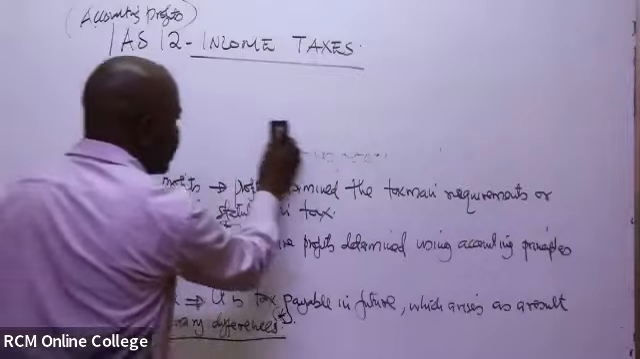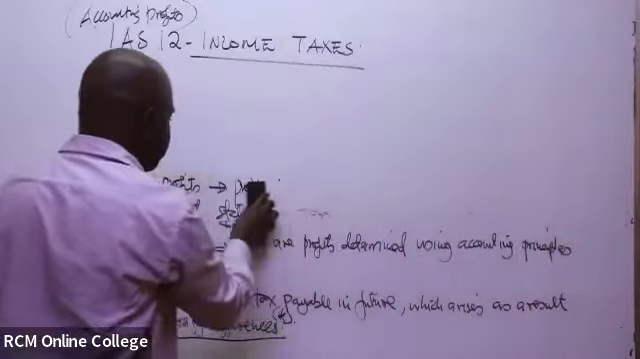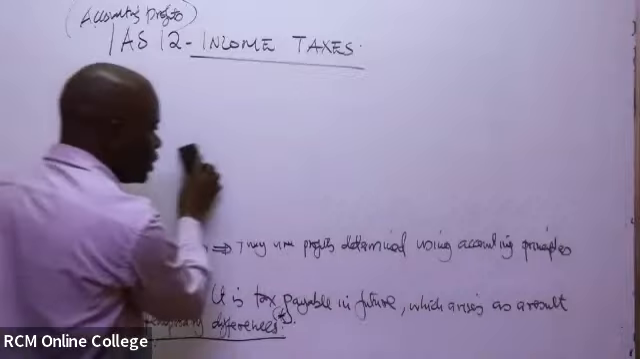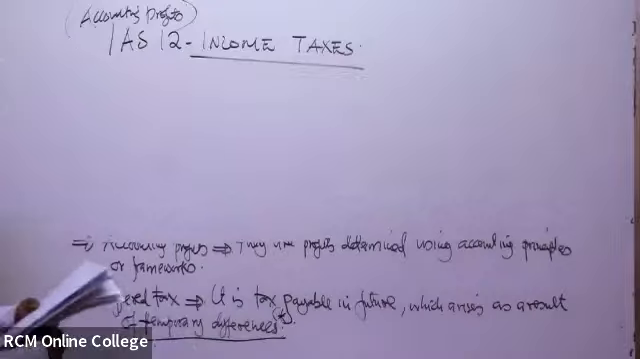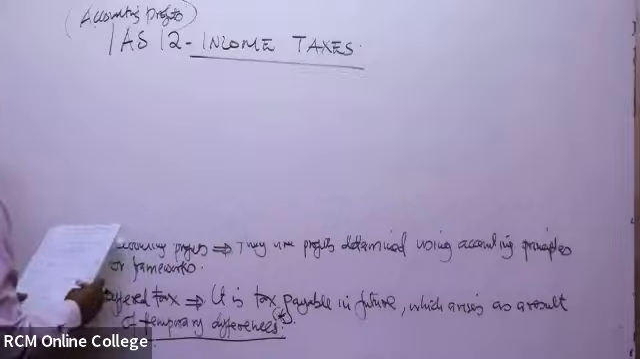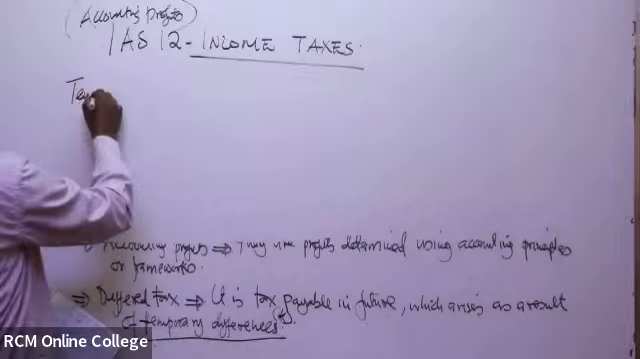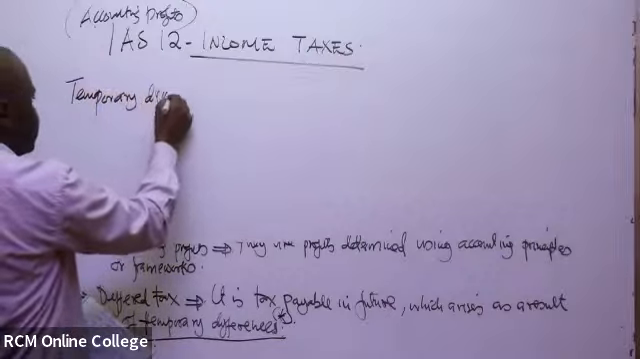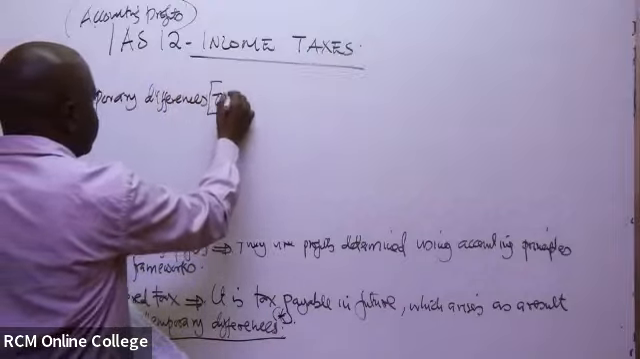Hope you've been able to write, because you can see I'm rubbing it off. So we're saying deferred tax will arise from the temporary differences. There's a formula to determine these temporary differences. How do you get it? Temporary differences, or in short, you just call it TD.